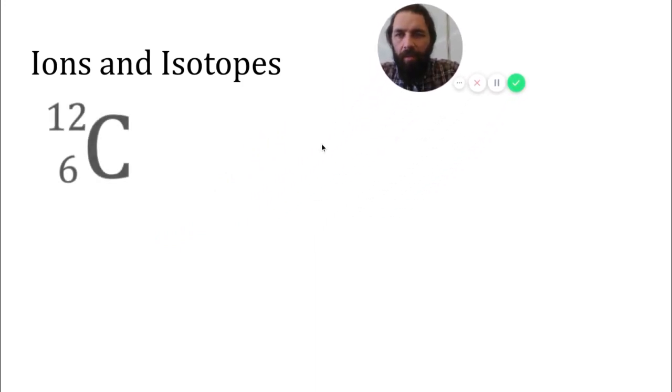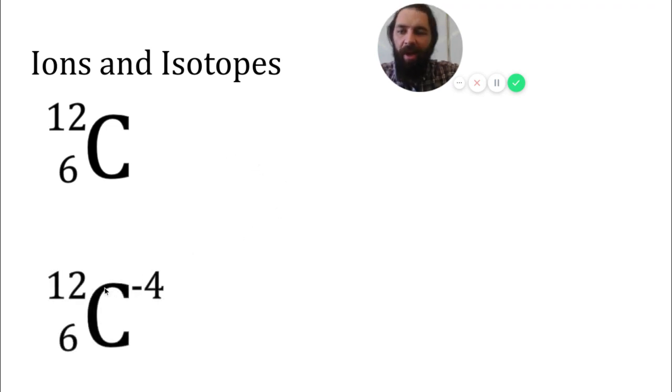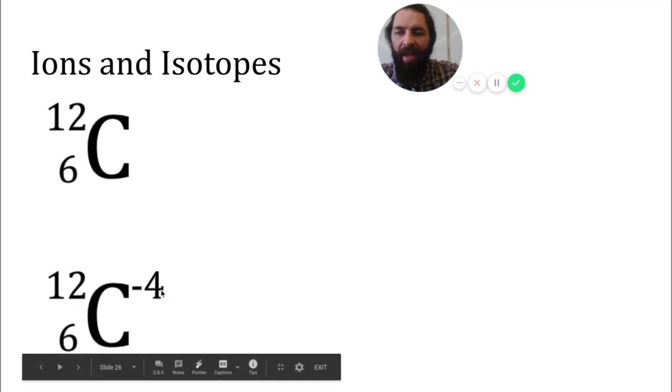So this is an example of carbon, right? Atomic number 6, mass number 12. If I don't have a charge up here, that means the charge is 0, okay? This is a carbon ion because it is still carbon, but it has a -4 charge, so this would be a carbon anion. But I could also have a carbon isotope.